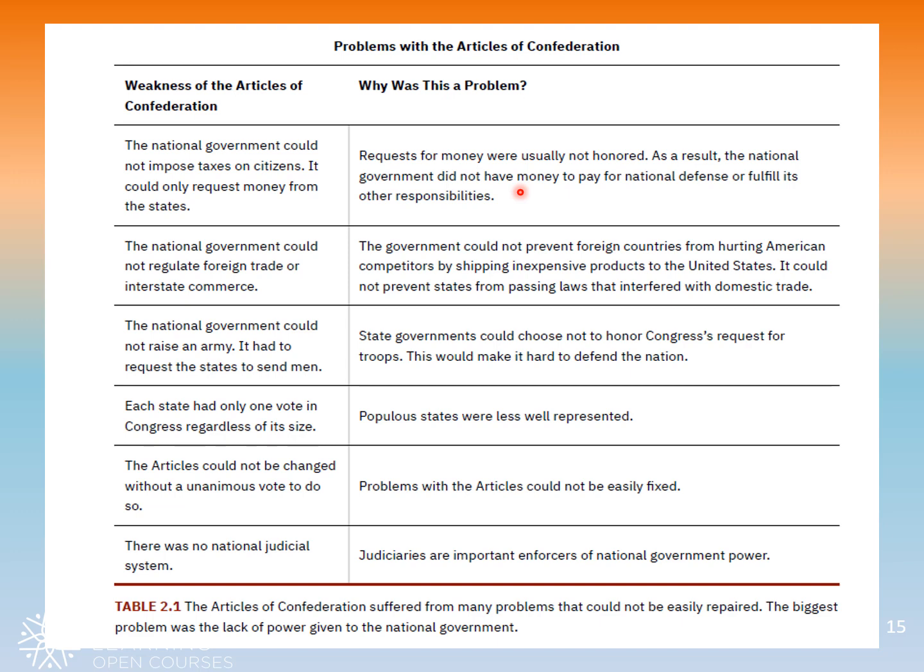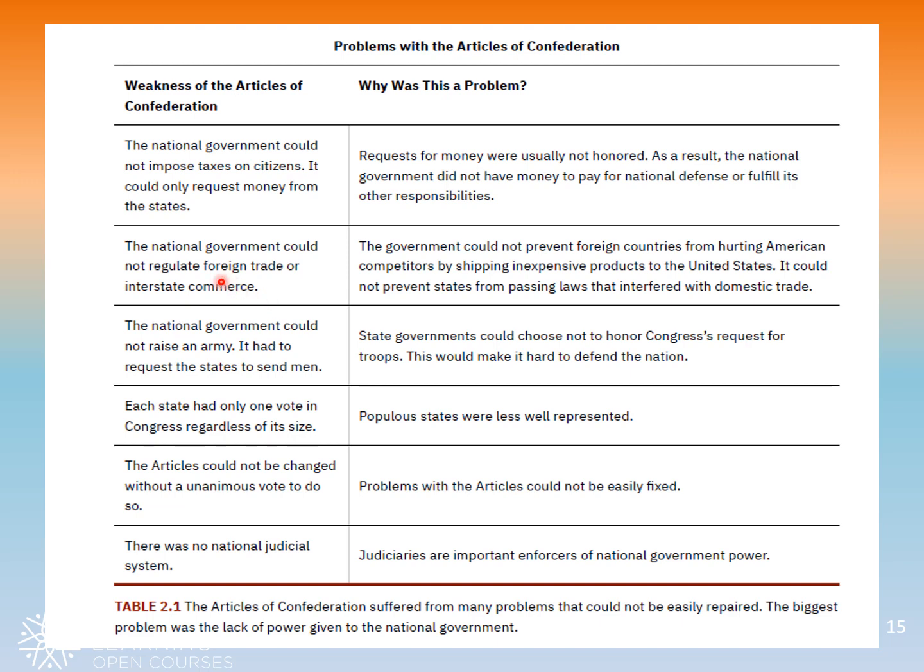Because some of those requests weren't honored, the national government didn't have the money to pay for a national defense or fulfill other obligations. So back then there wasn't a U.S. military. There wasn't a centralized defense because the defense was left up to the states and their powers.